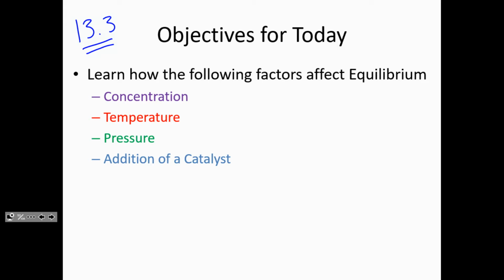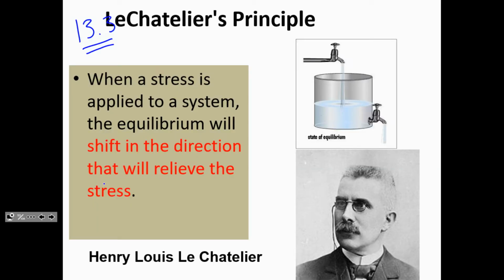Equilibrium can change. We can shift it to the reactant side. We can shift it to the product side. We can not change it at all. So what we're going to look at are these four factors that change equilibrium. We call it Le Chatelier's principle.